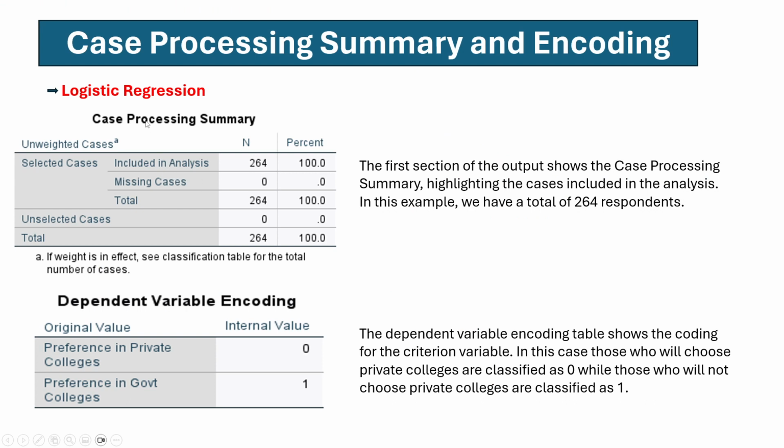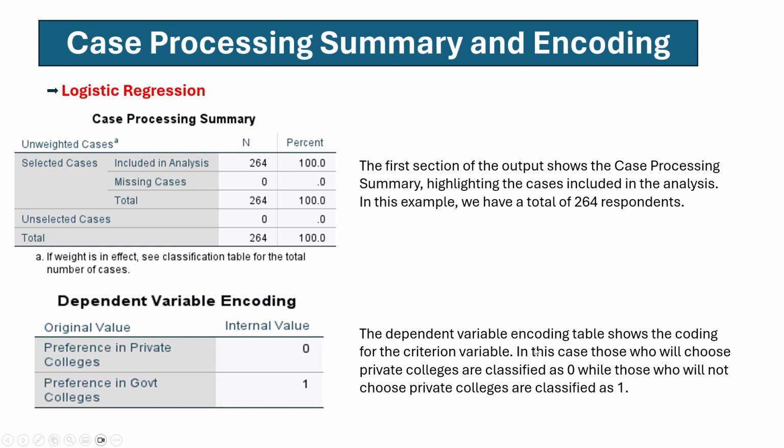When the output comes, you see case processing summary and encoding. Here, in logistic regression case processing summary, selected cases are 264 cases. There is no missing value. The first section of the output shows the case processing summary, highlighting the cases included in the analysis. In this example, we have a total of 264 respondents. Then dependent variable encoding: preference for private colleges is put as 0 and preference for government college as 1.